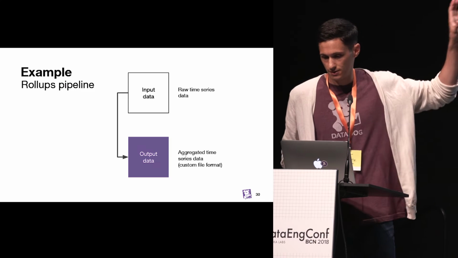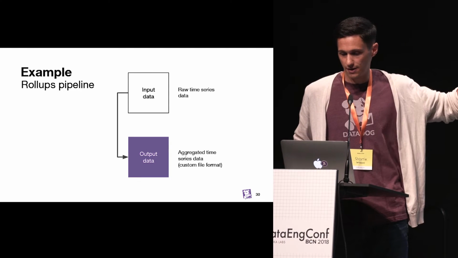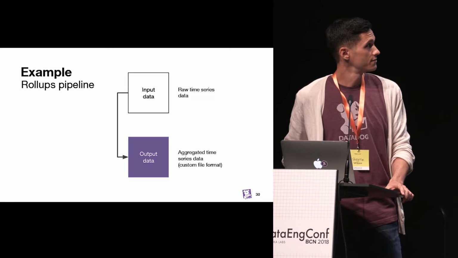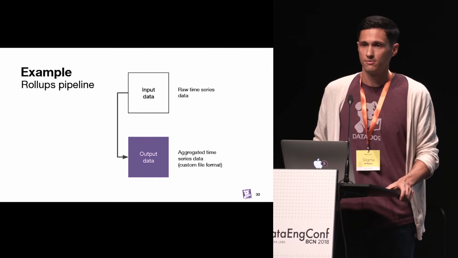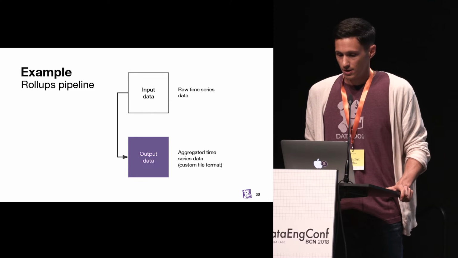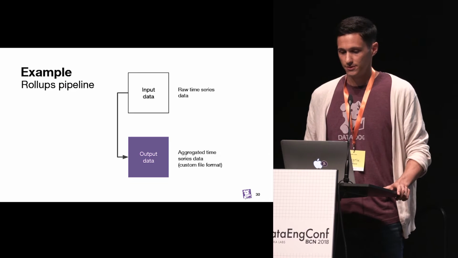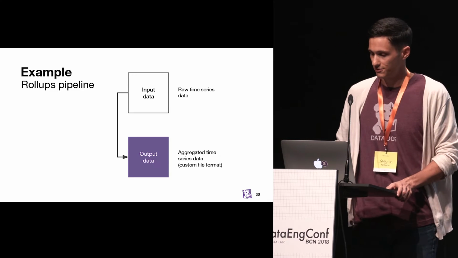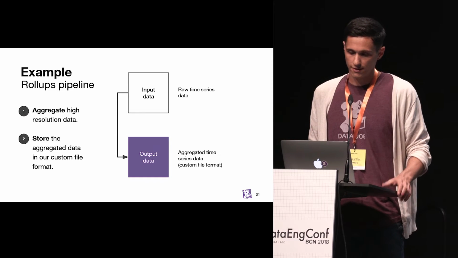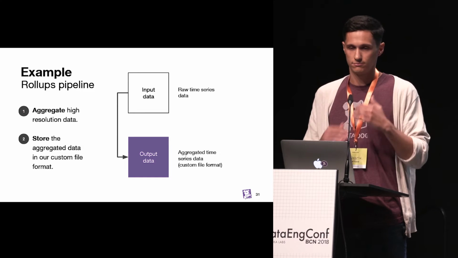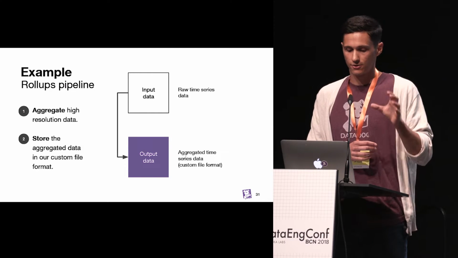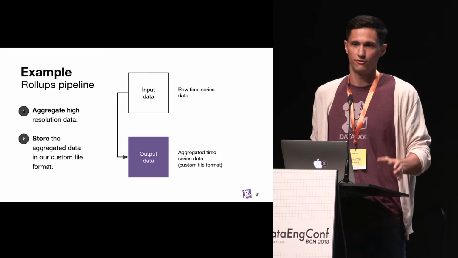If you remember, we're taking some raw time series data as input, and we are producing aggregated time series data in S3 as the output, using a custom file format that we built for optimizing queries. So we could have a single job for that, but it would be huge. It would take more than 15 hours, so it's not great for fault tolerance. There are actually 2 steps in this pipeline. The first one is the pure aggregation of the data, and the second one is storing and converting the data to our custom file format.